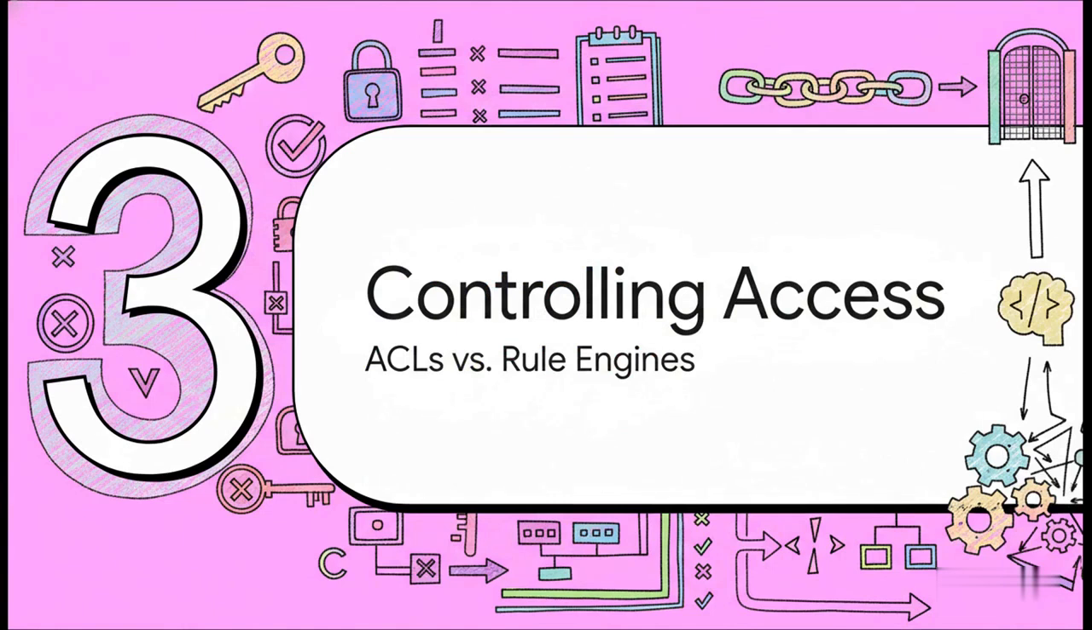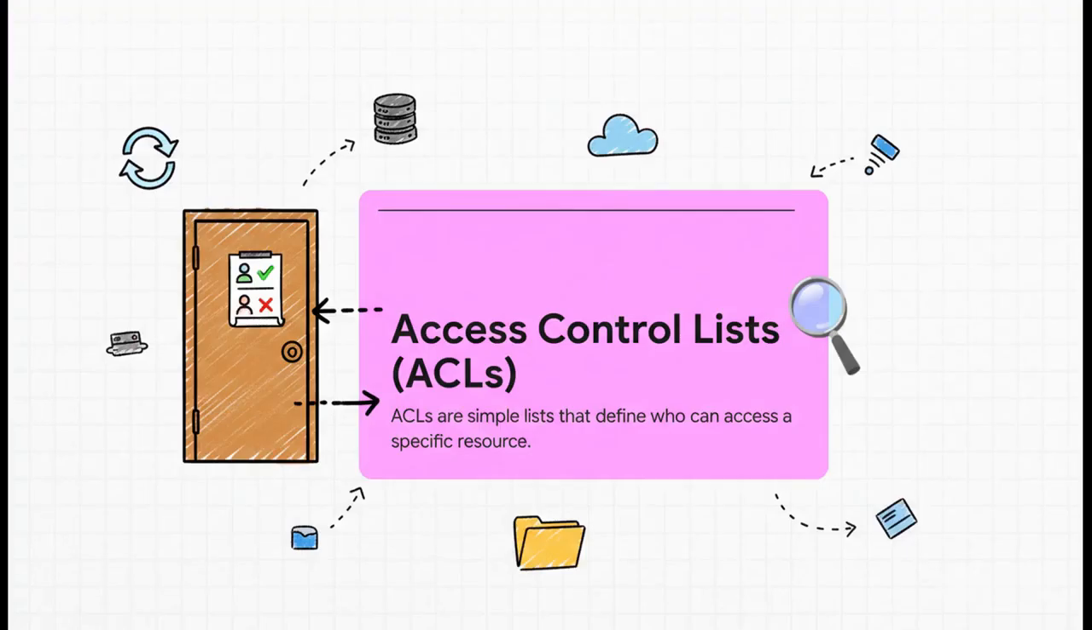Okay, so we figured out who the user is. Check. Now we have to answer that second question. What are they actually allowed to do? This is authorization, and there are two main ways folks approach this. The first, and definitely most straightforward method, is an access control list, or an ACL.